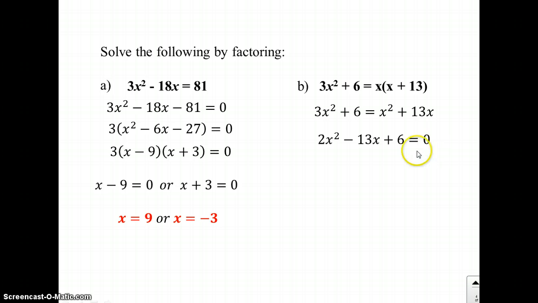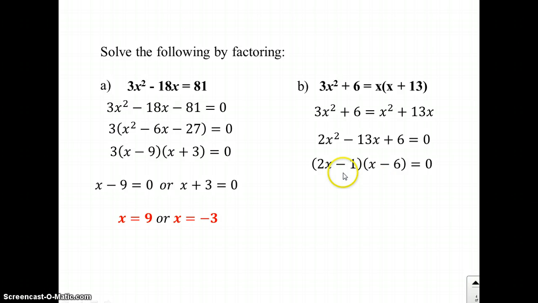Once I've set the equation equal to 0, I can now factor the left side of this equation. Again, you can use decomposition, it'll work. You can use inspection. Bottom line is you're now expected to be able to factor the left side of this equation as 2x minus 1 times x minus 6.